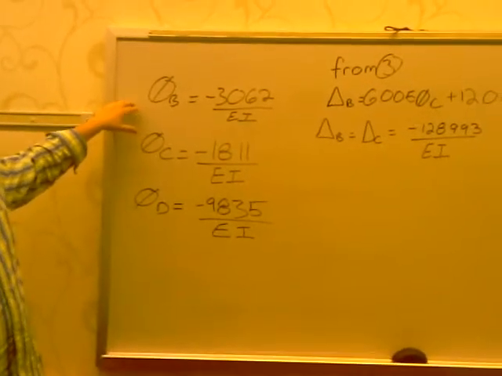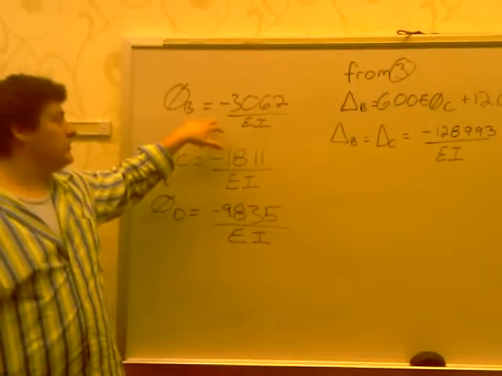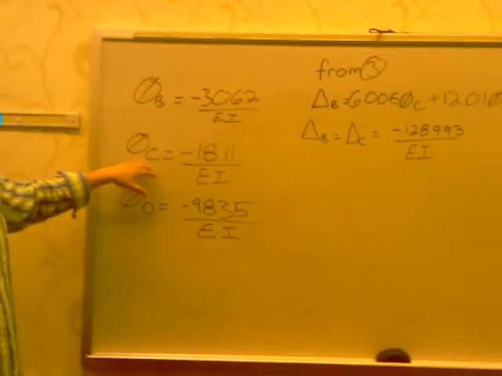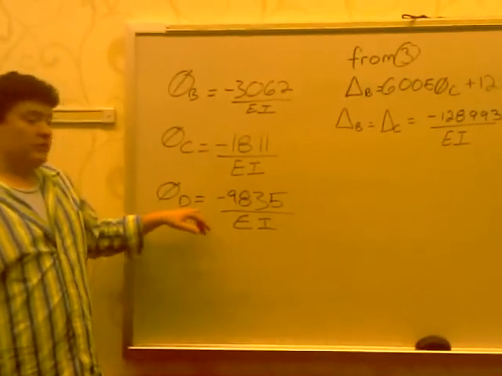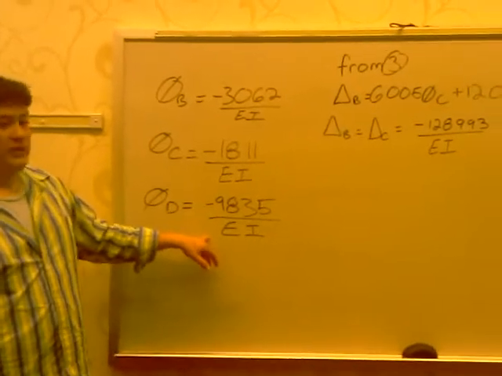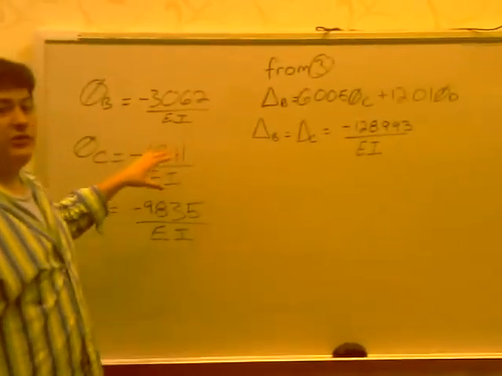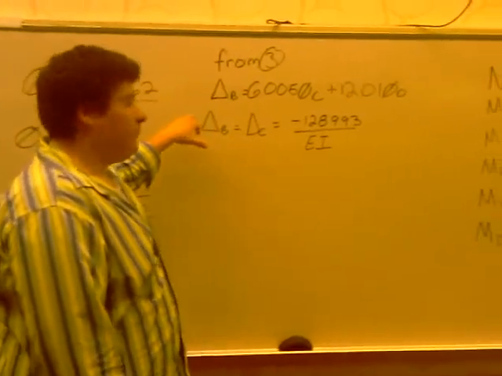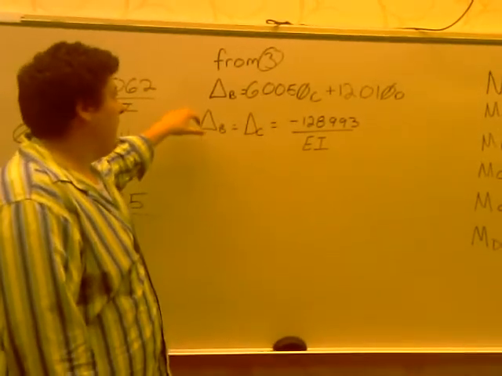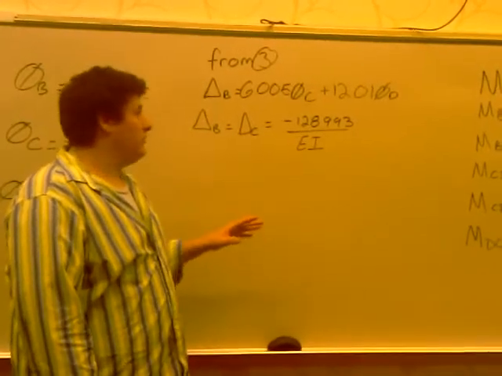For theta B, you should get minus 3062 over EI. Theta C is minus 1811 over EI. Theta D is minus 9835 over EI. And you can take these 3 degrees of freedom and solve back in for your delta B, your displacement, using the third equation of equilibrium.